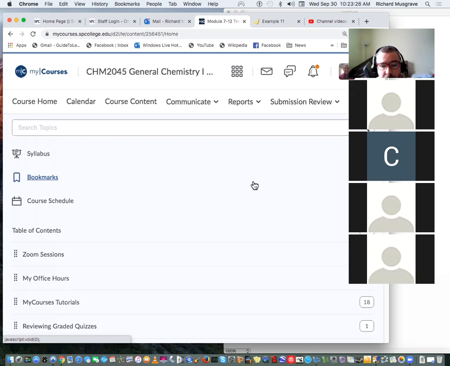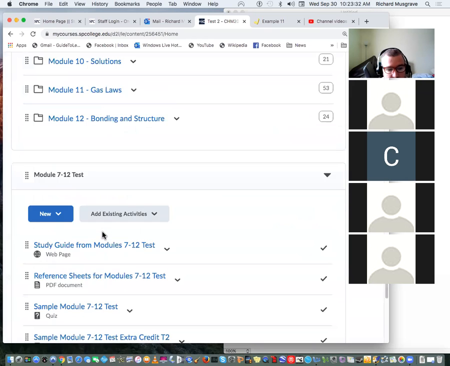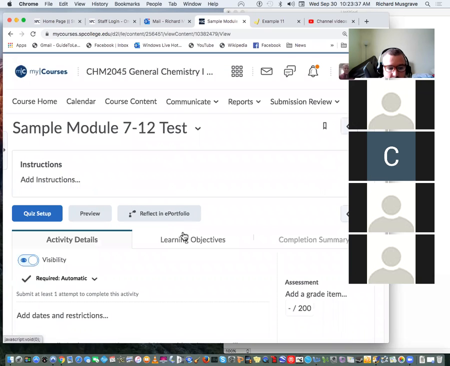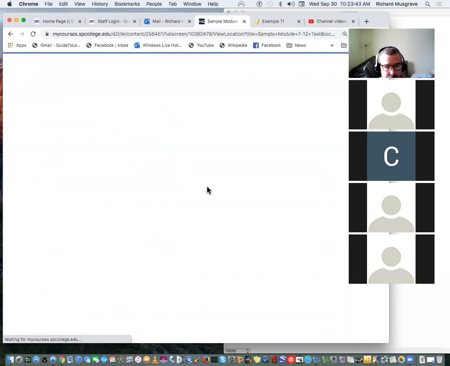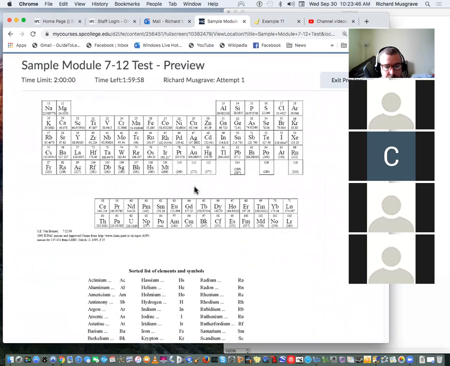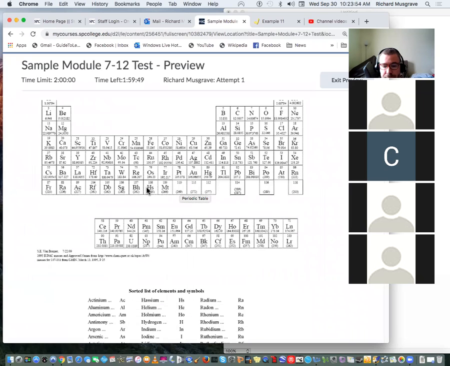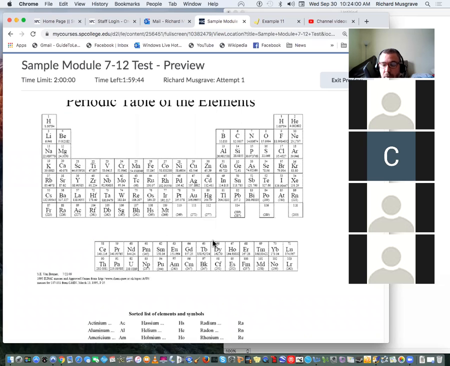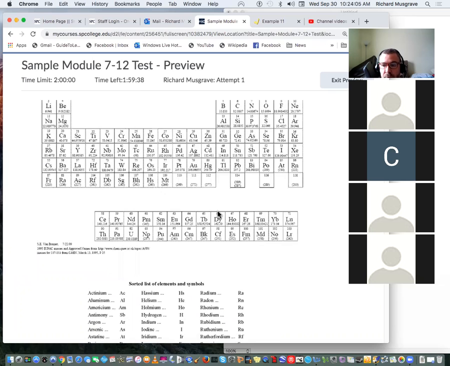All right. So let's start with the sample test here, and it's everything that we covered, from module 7 through 12 is what we're looking at. You'll notice that on the test, and this is going to be the same with the test you're taking, the periodic table is present at the very beginning, along with a list of elements. So there shouldn't be any problem with saying, oh, I don't know what that element is. You'll always have access to all of this on the real test as well.